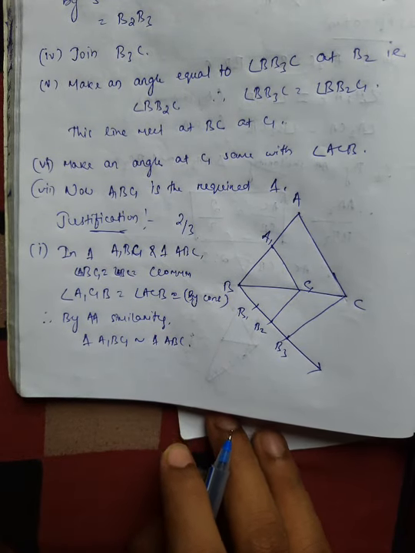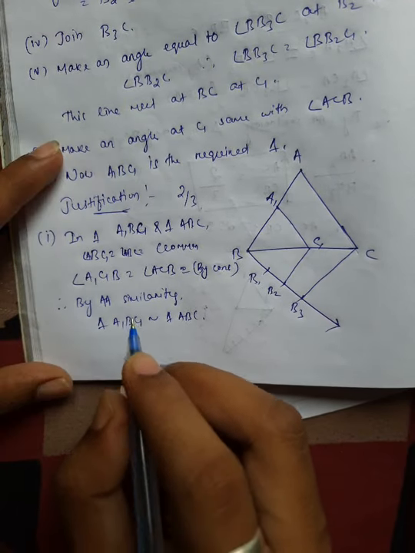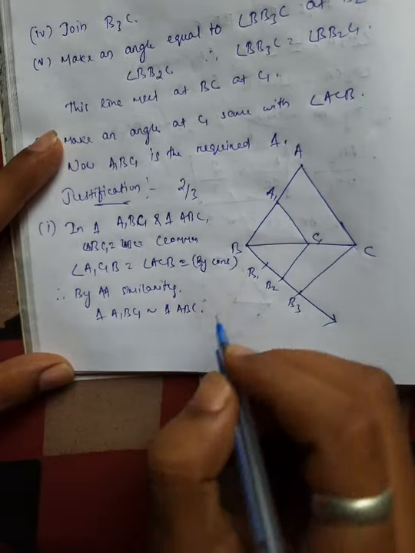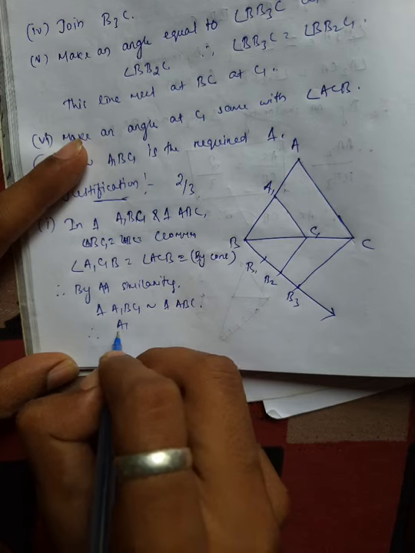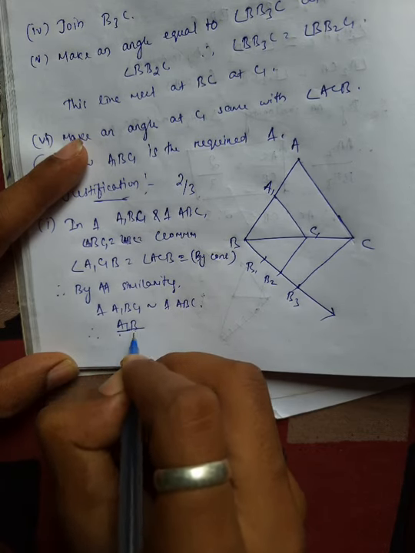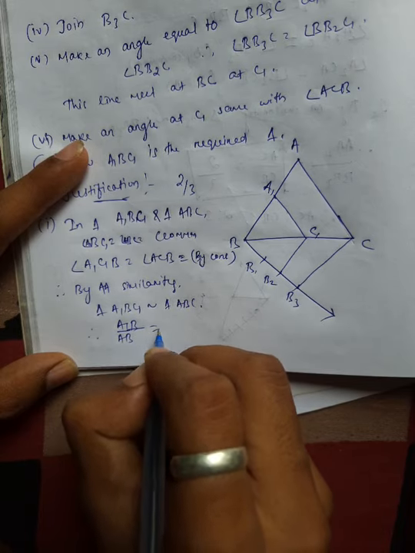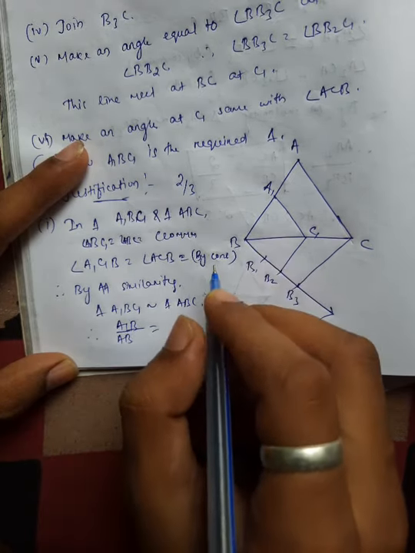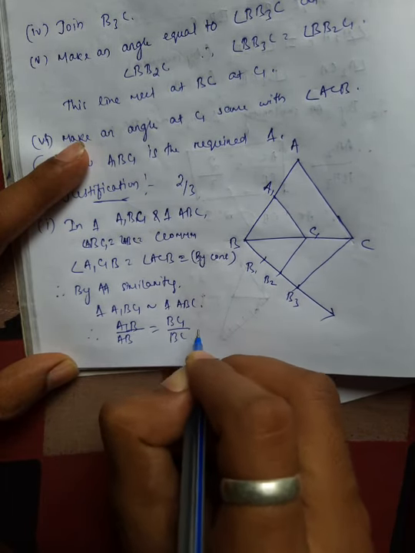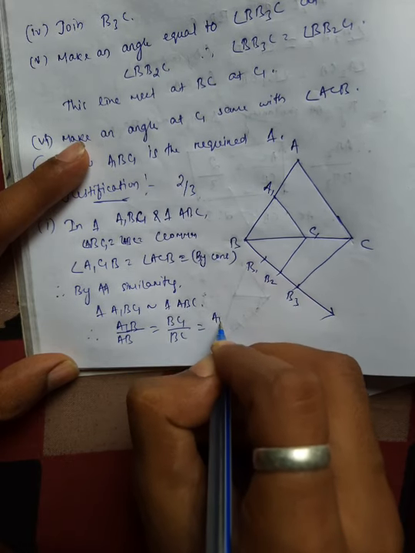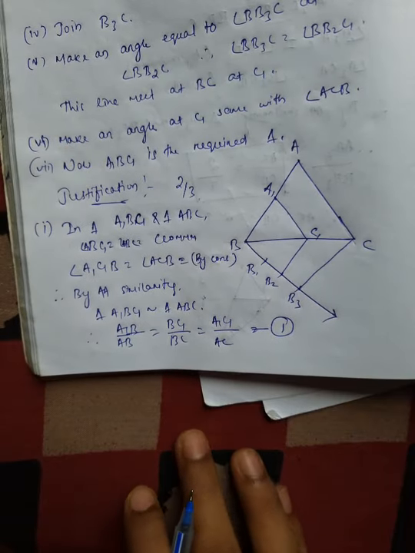So by the basic proportionality theorem, if the two triangles are similar, therefore the side ratios are also proportional. Therefore now A1B by AB equals BC1 by BC equals A1C1 by AC. Here it is equation 1.